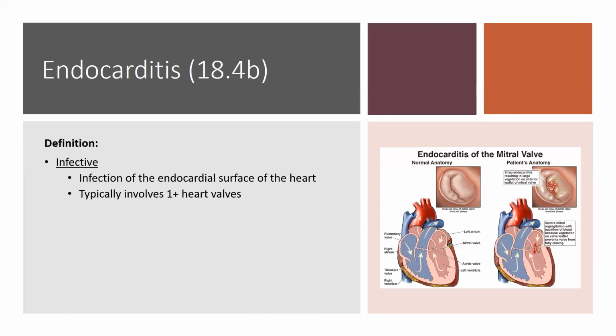Versus myocarditis, or the myocardium, is what? The muscle layer, and then the epicardium is the outer layer. That's the connective tissue that is continuous with that fibrous layer on top. So endocarditis is the innermost layer that's involved here. Typically, you're seeing at least one heart valve being involved.